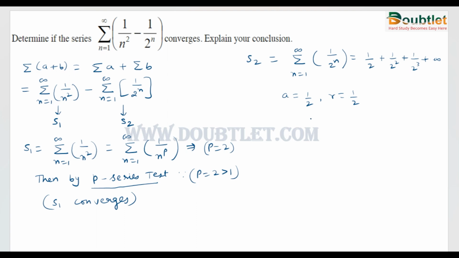If we find the sum of this geometric series, we know that it is a divided by 1 minus r. Since mod r, which is 1 by 2, is less than 1, we can use the infinite geometric series summation. So we can write this as 1 by 2 divided by 1 minus 1 by 2. If we solve this, the sum is equal to 1 by 2 divided by 1 by 2, so it is 1. So this series summation is 1, and we can say that S2 also converges.